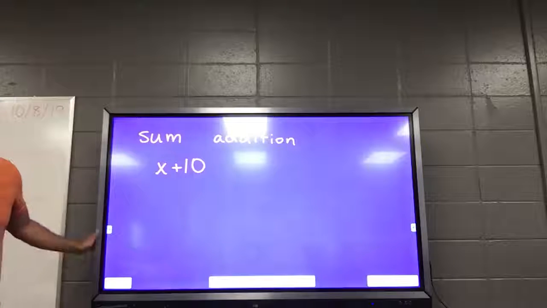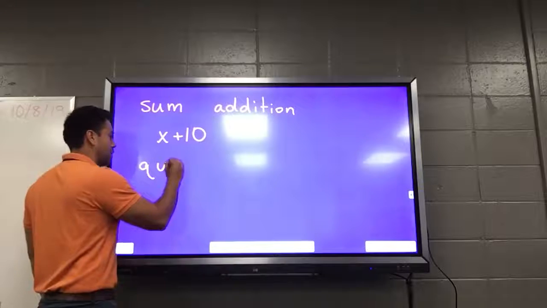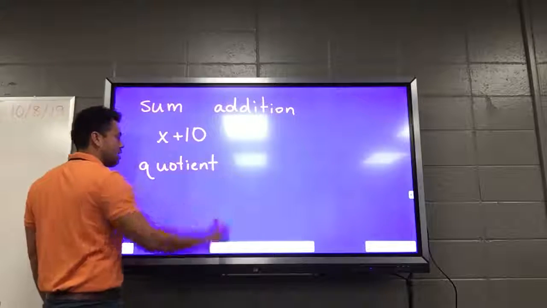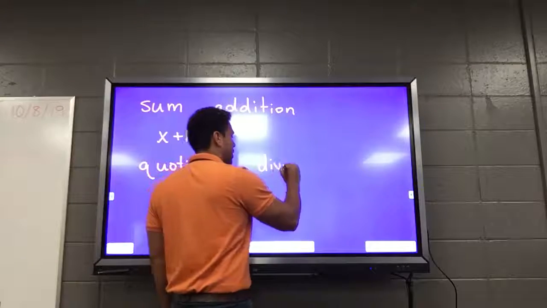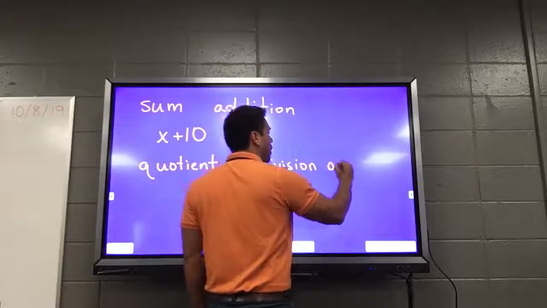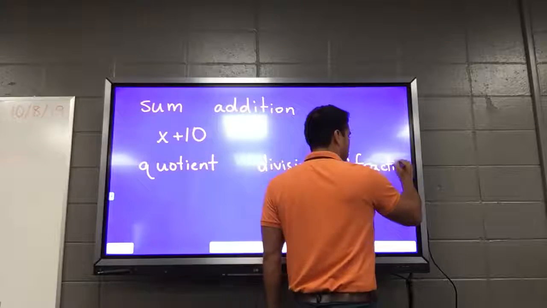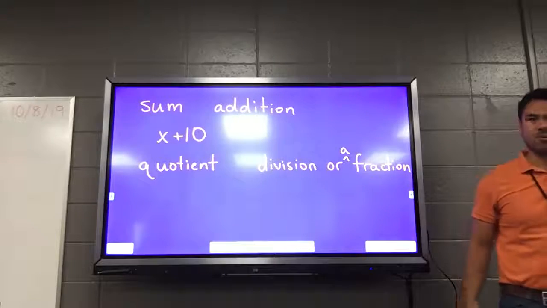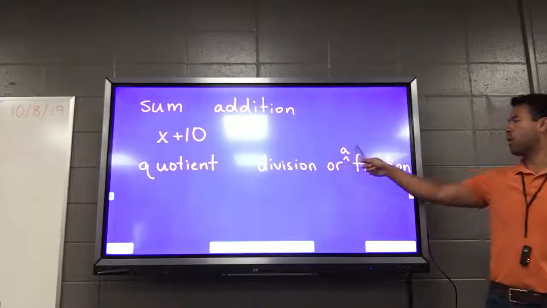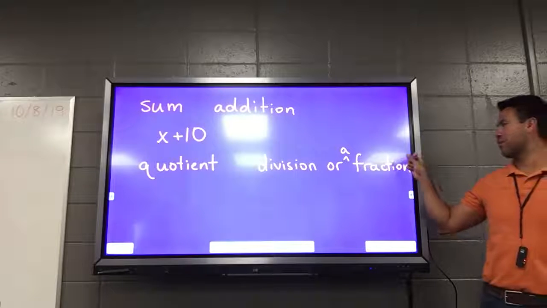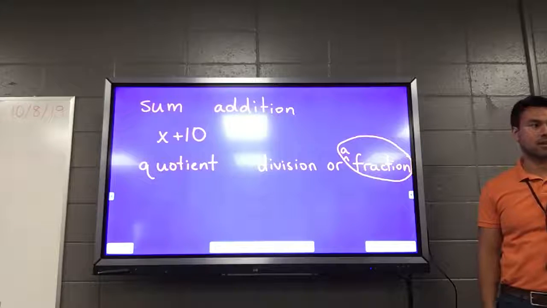All right, now write this down. This one's kind of hard. Quotient. And then we're going to put two things together. So quotient, what is that referring to? Okay, either division or a fraction. I'll put or a fraction. Remember, a fraction bar means division? So you can use a division symbol or a fraction. Which one do you think we're going to prefer more and more? A fraction. We're going to use a fraction. Okay?